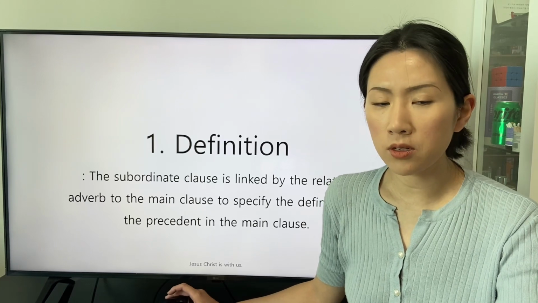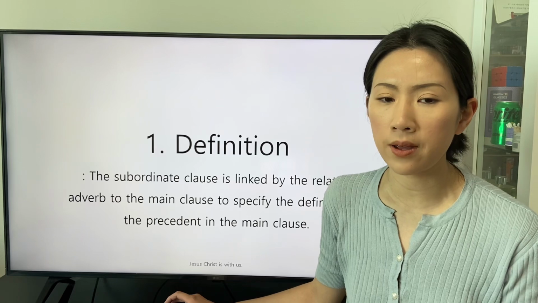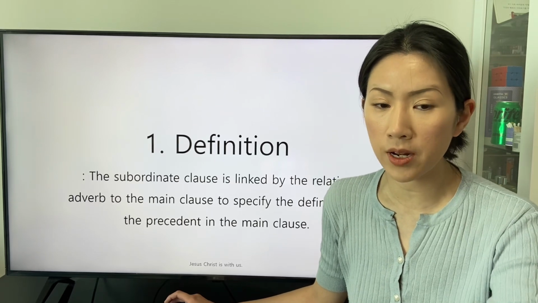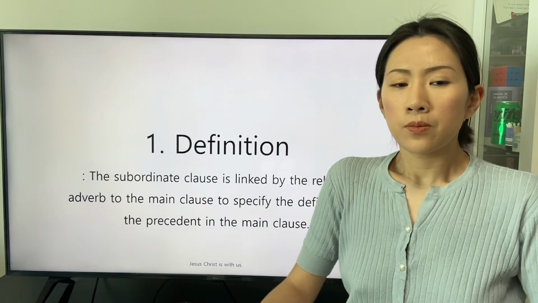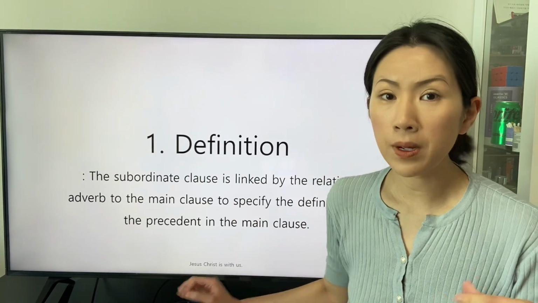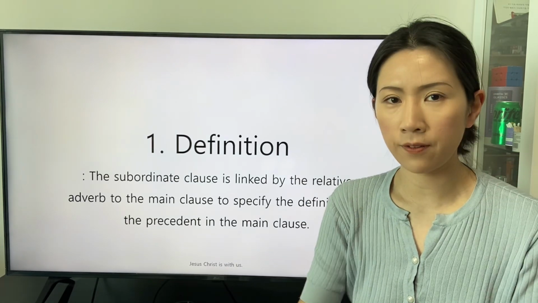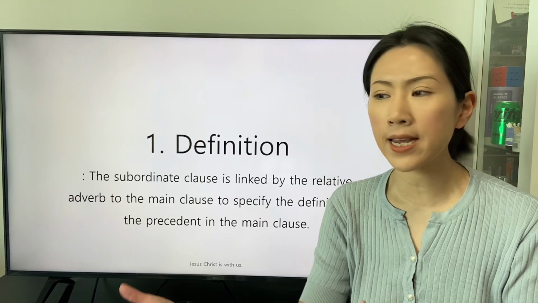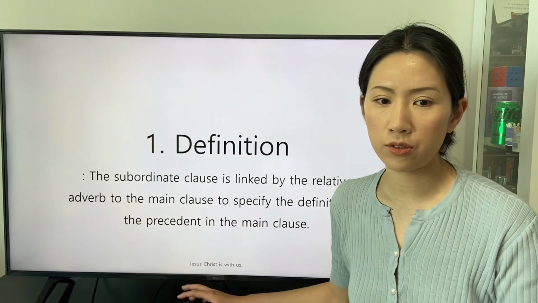The subordinate clause is linked by the relative adverb to the main clause to specify the definition of the precedent in the main clause. The relative adverb specifies the existence of the subject or object indicated by the precedent in the main clause.